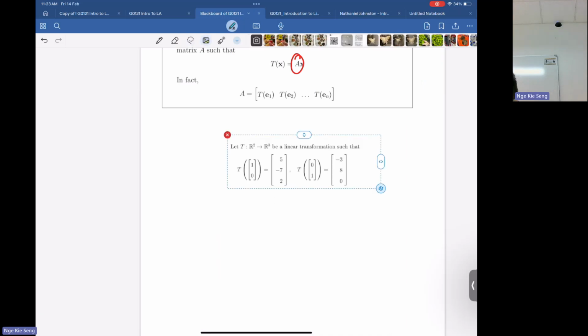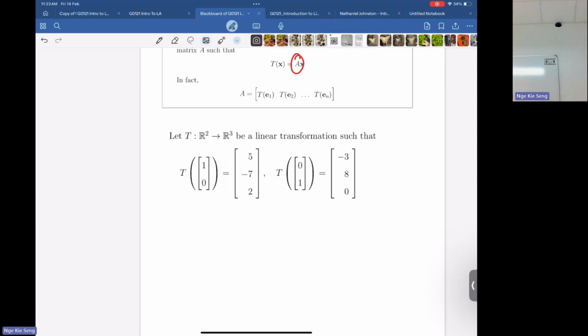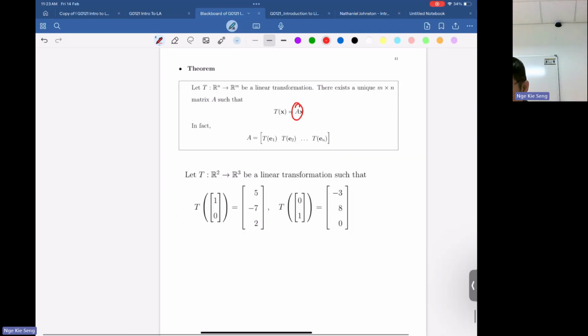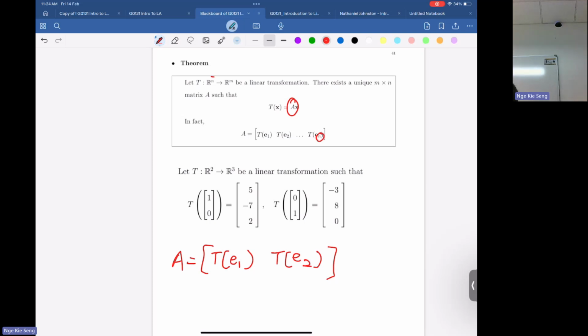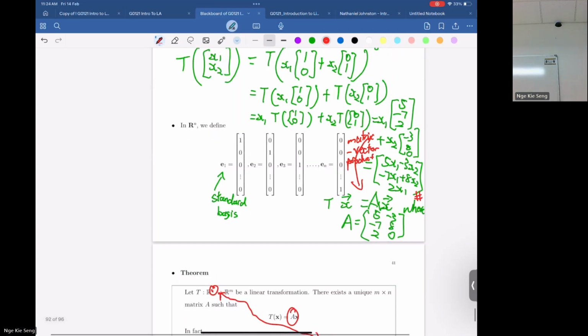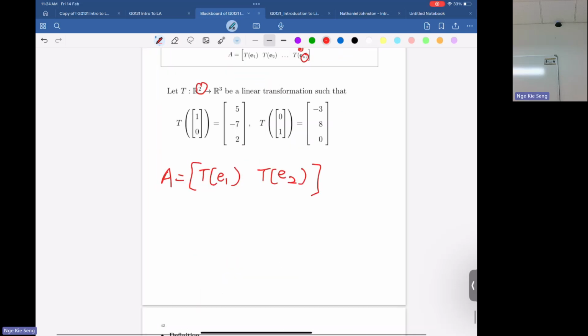Here, let's say we want to find the A that describes this T. By this theorem, you let A be the matrix with columns T(e1) and T(e2). You see this n follows the dimension of your domain. Your domain is R2, so you have only e1 and e2. But how big are your e1 and e2?